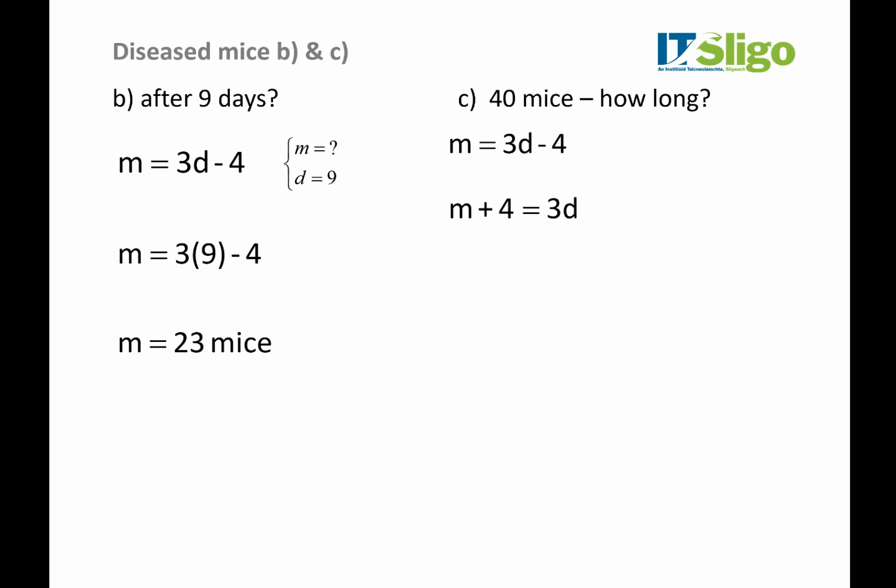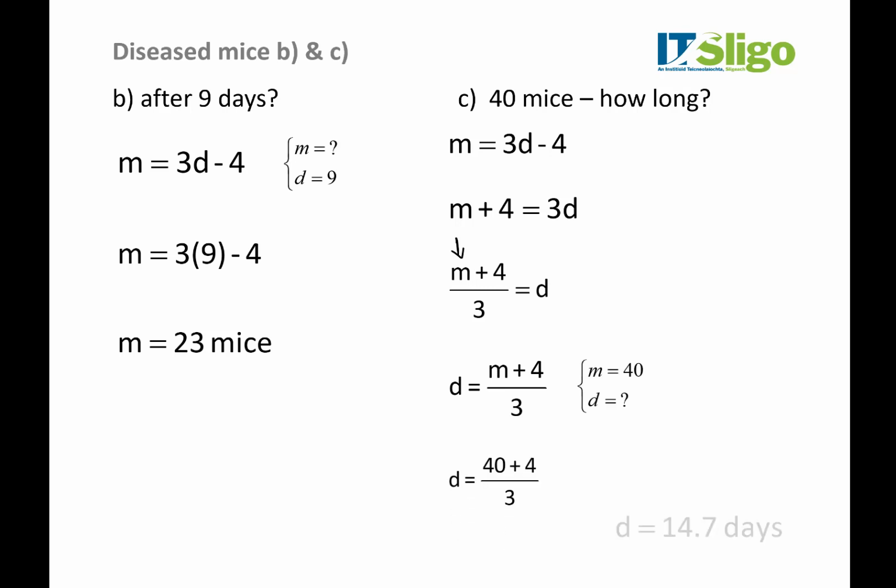First thing I'm going to do is move the 4 over, add 4 to both sides, and then, guys, divide both sides by 3. Remember to put brackets around this, don't just divide one bit, everything gets divided by 3. So now we've isolated D. We're told M is equal to 40. Feed that value in. And we can see then 14.7.